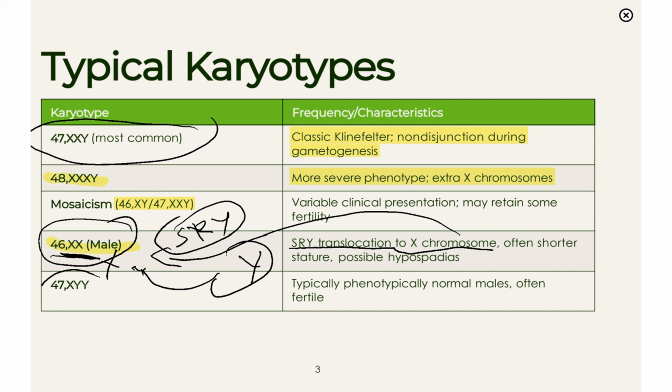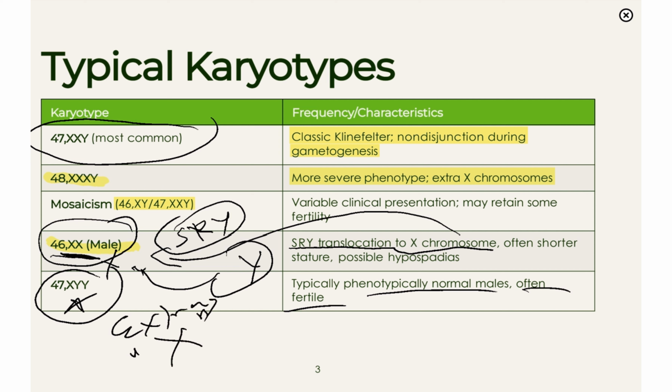And then there's a 47XYY, and these are typically phenotypically normal males, and they are often fertile. And remember that the difference between this karyotype and the rest is that they do not have the extra X chromosome, and this explains why these Klinefelters actually appear phenotypically normal and are often fertile. It is, however, important to realize that patients with 47XYY karyotype do seem to have an increased risk for learning disabilities, delayed speech, and language development.